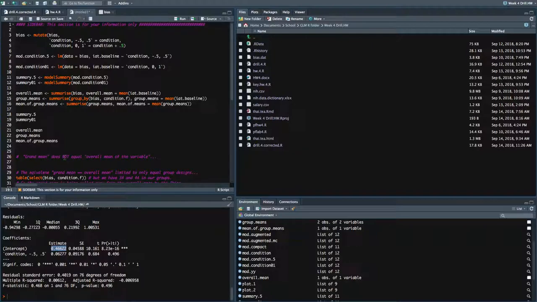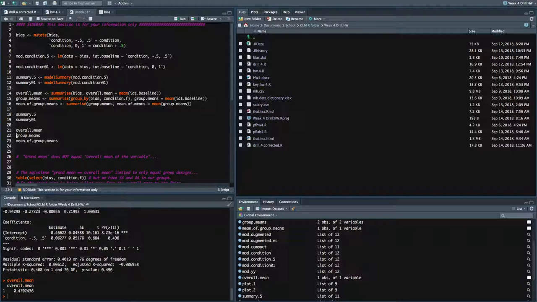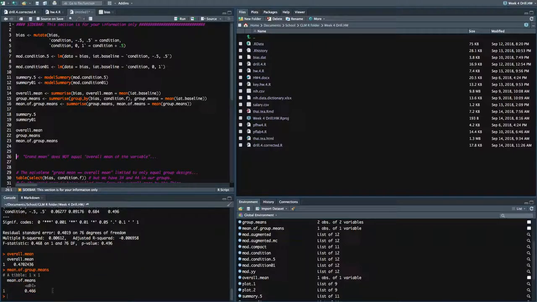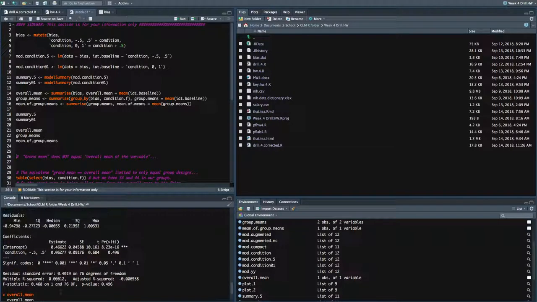Now, that's not to be confused with the overall mean. If we look at just the mean of all IAT baseline scores, we see that our mean is actually 0.47. But our grand mean is actually not the overall mean for that variable. The grand mean is defined as the mean of group means. So if we check our mean of group means, we can see that's 0.466, just like our intercept in this model.